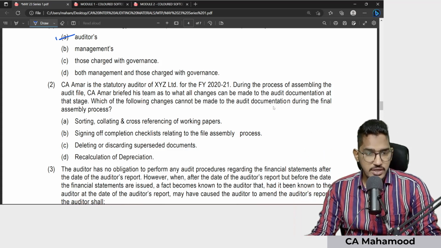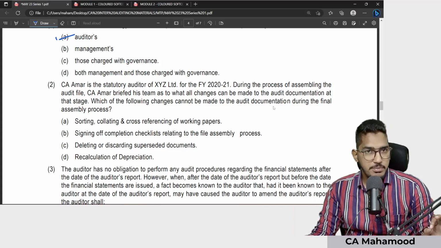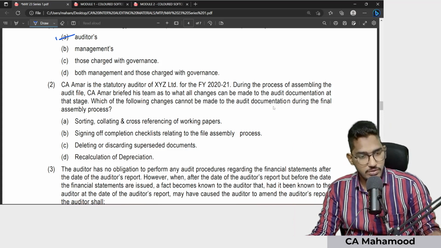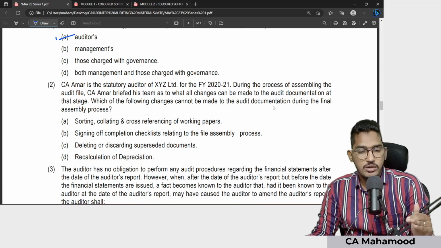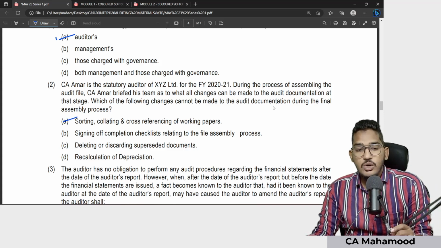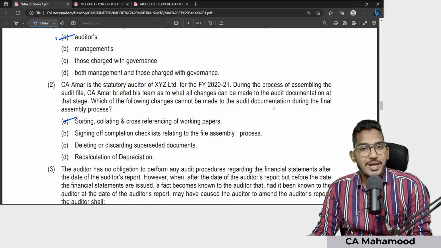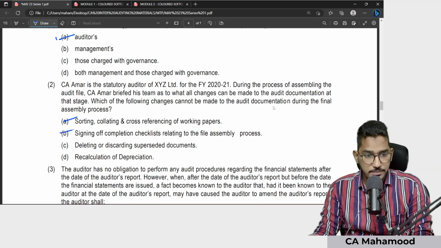Which of the following changes cannot be made to audit documentation during the final assembly process? What change can we not do? Let us see. Number one, sorting, collating, cross-referencing working papers. Arranging in one order, giving page numbers. Can we do it? Yes, this will be done. Signing of completion checklist relating to the final assembly process. Signing of the documentation. Is it administrative work? Yes, we can do it.